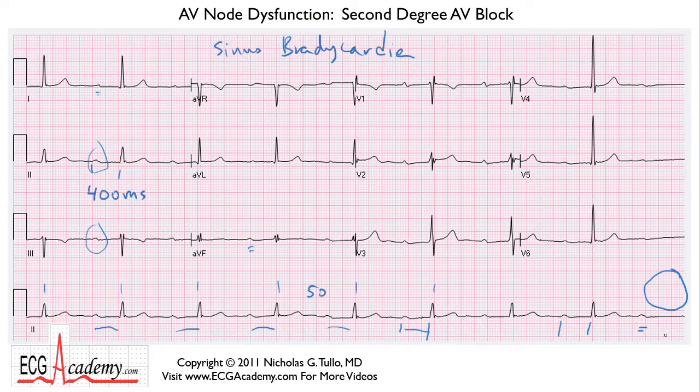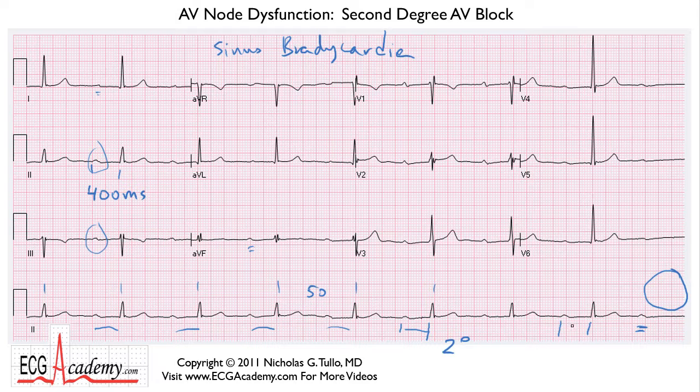Is it first, second, or third degree? Well, clearly it's not just first degree because one of the P waves failed to conduct. It's obviously not third degree or complete heart block because most of the P waves do seem to get through. So this is second degree AV block.